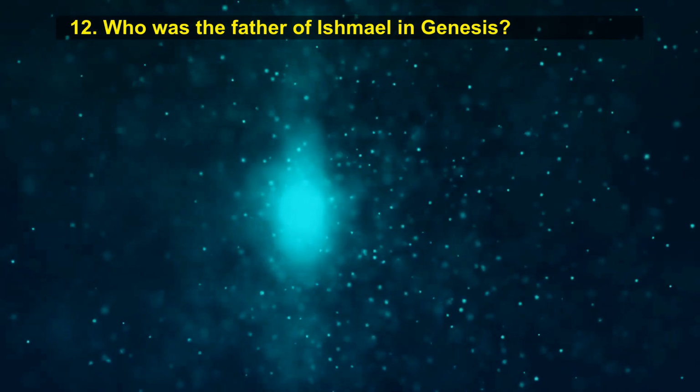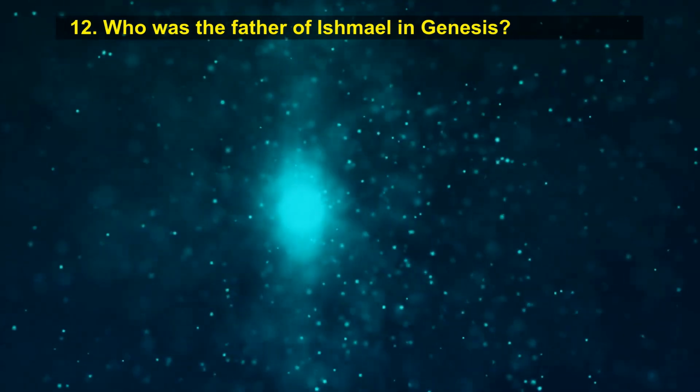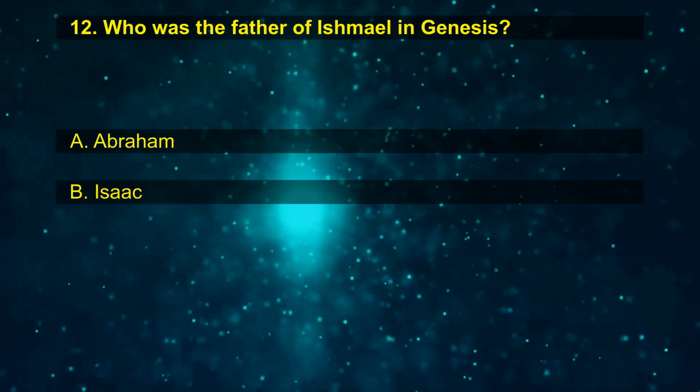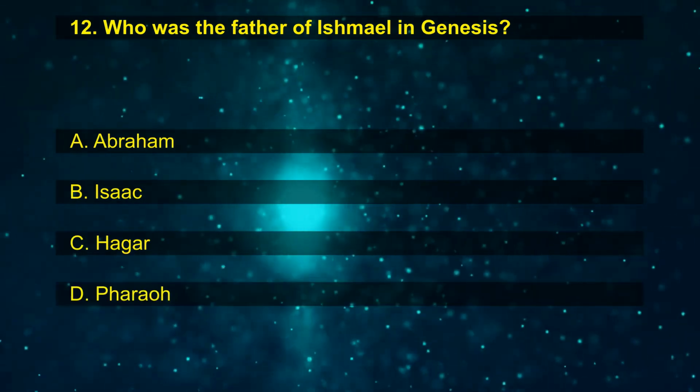12. Who was the father of Ishmael in Genesis? A. Abraham. B. Isaac. C. Hagar. D. Pharaoh.